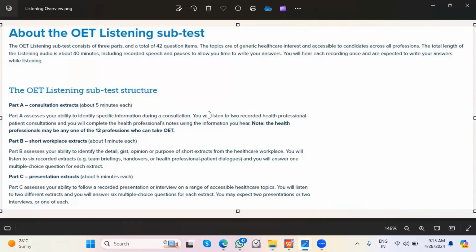Clarissa, if you can read the first paragraph, please, about the OET listening subtest. The OET listening subtest consists of 3 parts and a total of 42 question items. The topics are of generic healthcare interest and accessible to candidates.